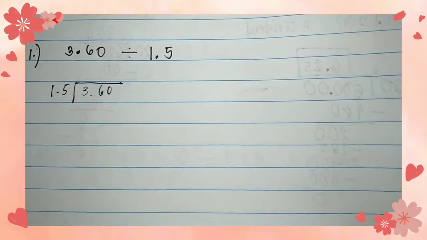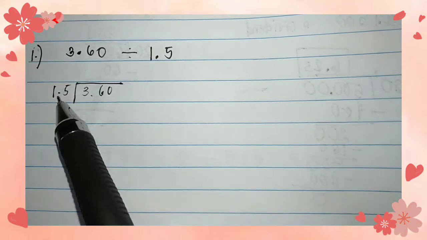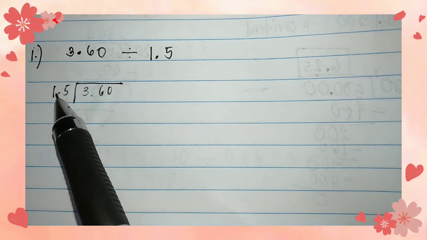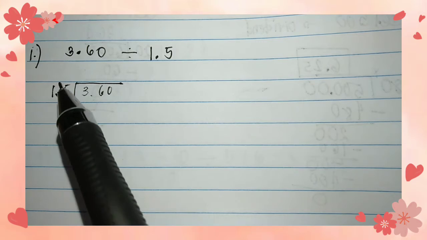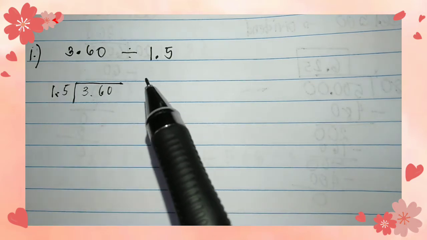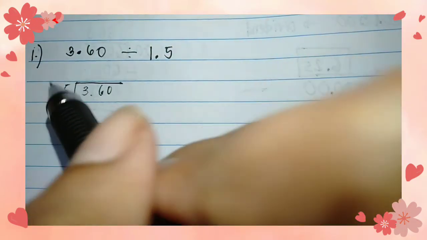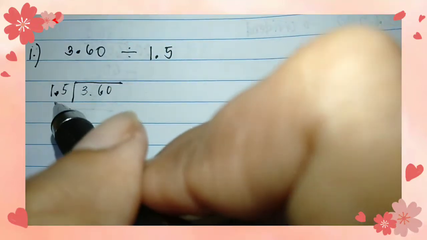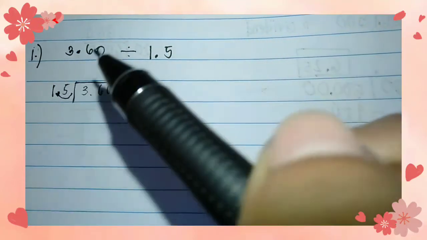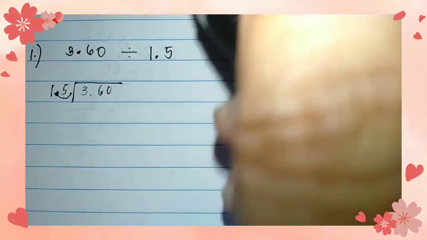And syempre, the first thing to do is to make the divisor a whole number, right? And from doon sa una nating dinescuss, what are we going to do to make the divisor a whole number? Diba? We are going to move the decimal point, right? From left to right, okay? And since nandito yung ating decimal point, we have 1.5. So, move lang natin siya. Alright? So, we have one move only. Kasi kapag nandito na yung decimal point, magiging 15 na siya.